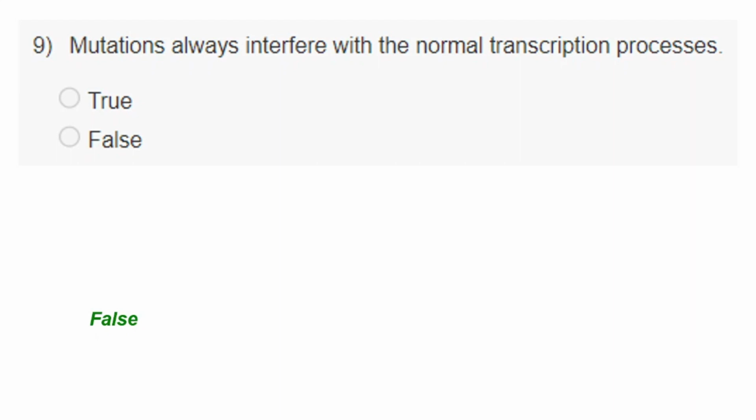That those kind of mutations will always interfere with the normal transcription process. So mutations in general, the word always is included in the question. That's why I feel it's not always interfering with the normal transcription process.